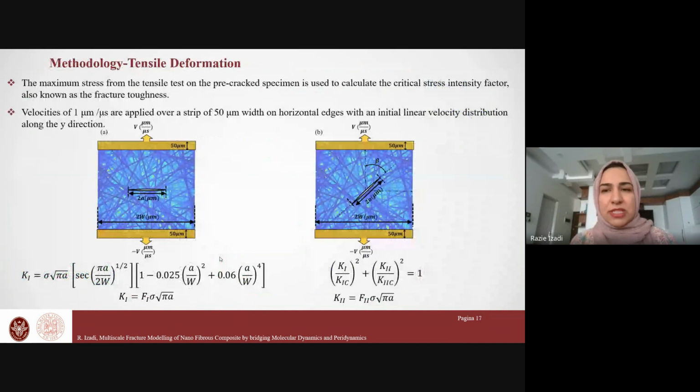And we use the maximum stress from the tensile test on the pre-cracked specimen to calculate the critical stress intensity factor, which is also called fracture toughness. To apply the deformation, velocities of 1 micrometer over a microsecond is applied over a strip of 50 micrometer on horizontal edges with an initial linear velocity distribution along the Y direction to prevent shocks. And to find the fracture toughness related to mode 2 or the shear mode, the tensile load is applied on a plate with an inclined crack at the angle beta. That creates a mixed mode condition.